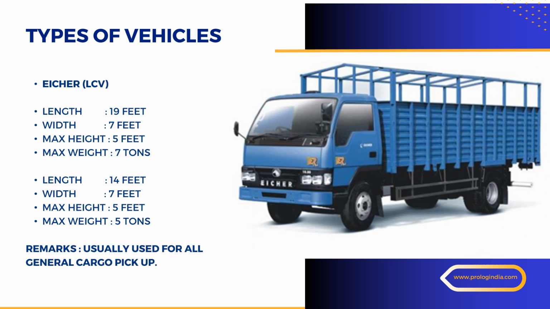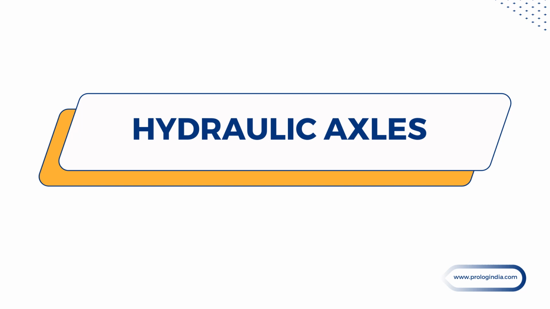Again, there's another variant which is 14 feet length, with 7 feet and 5 feet width and height. Maximum weight you can carry is 5 tons. These are two variants usually that are there in LCVs. These are again used for general cargos. Let's move on to the next type of vehicles.